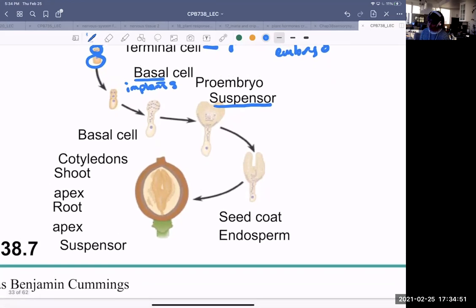So here's the suspensor that's anchoring the cell. The part that will become the roots, the apex of the root, the shoot, and the cotyledons. This is the seed coat, and this milky area here is the endosperm.